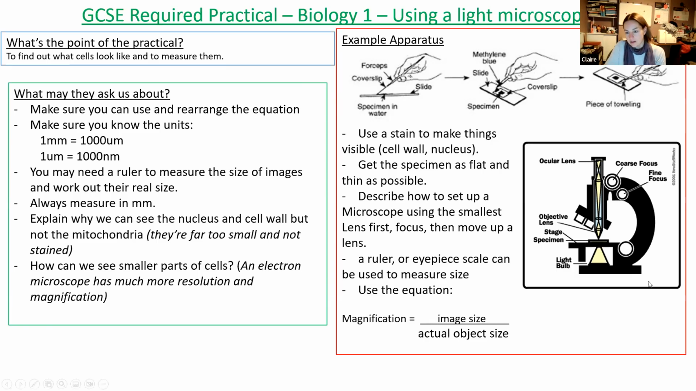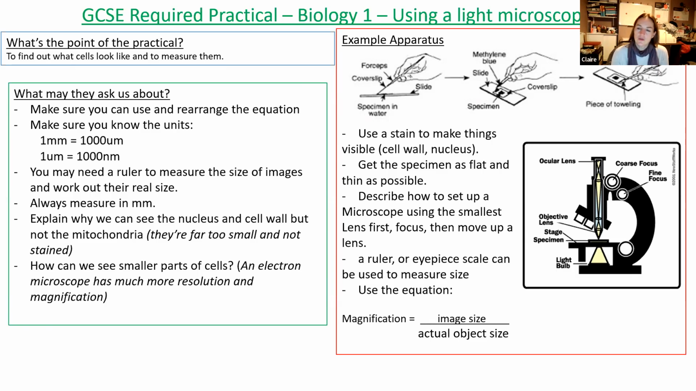Please don't forget, can you see in the eyepiece here, there is another magnification. That's normally a ×10. So when you are adjusting your objective lens to ×4, you've actually got to times it by 10 as well. So the ×4 is actually ×40. It's a little thing to remember there.